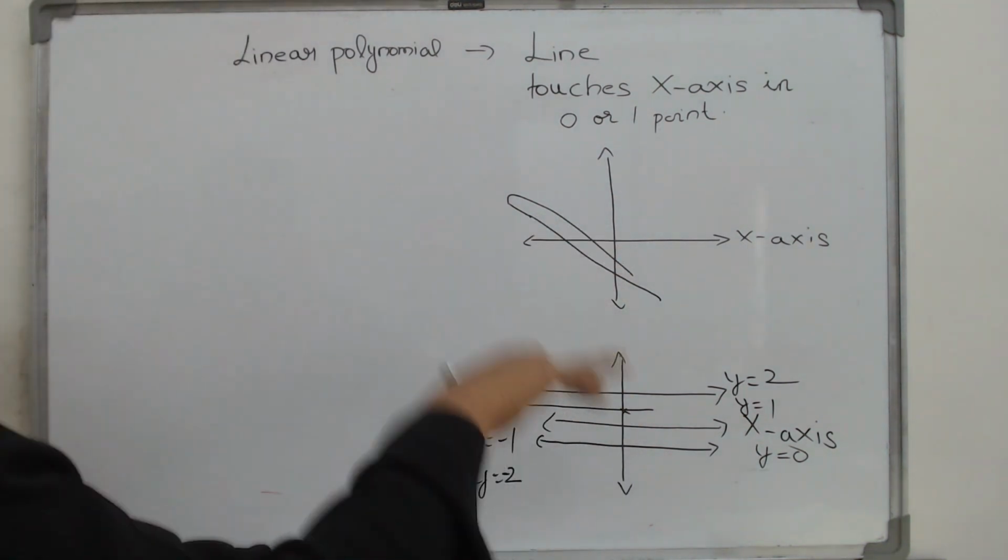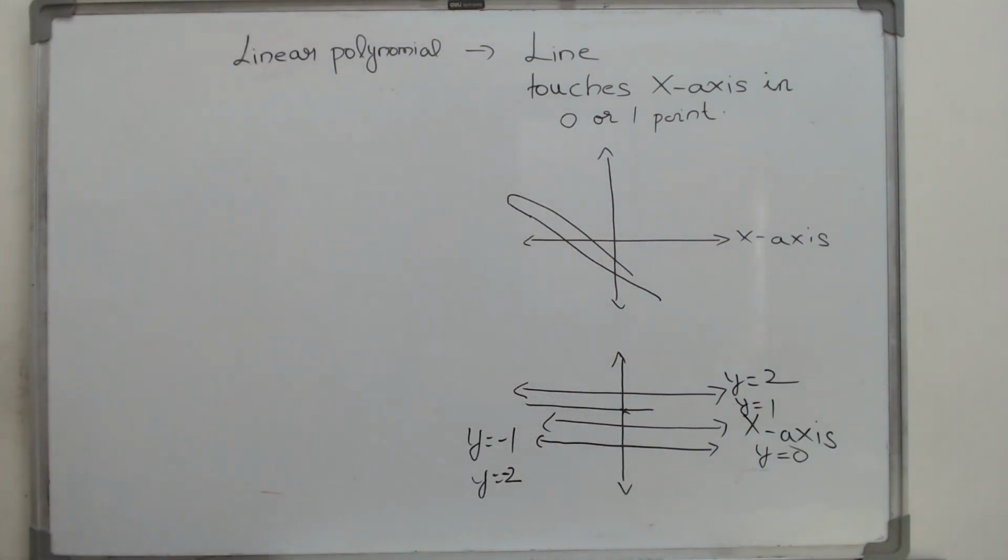You will have lines which are parallel to the x-axis, which means what? It will touch the x-axis 0 times. Not at all. It will not at all touch your x-axis.